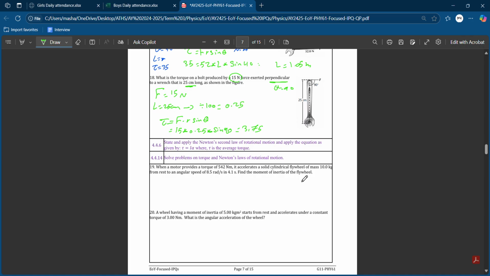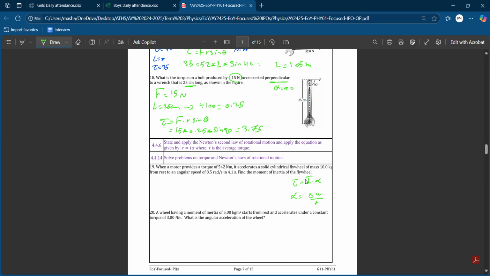If we go to question number 19, again here we need to put some information related to Newton's laws and inertia. Keep in mind that the torque equals inertia times the rotational acceleration, where I is the inertia. Also keep in mind that the acceleration equals delta omega over time, where omega is the angular speed.